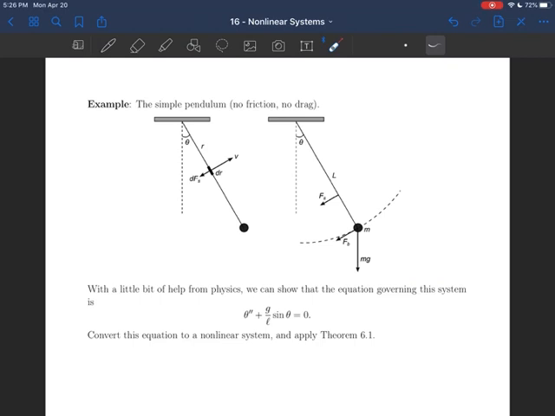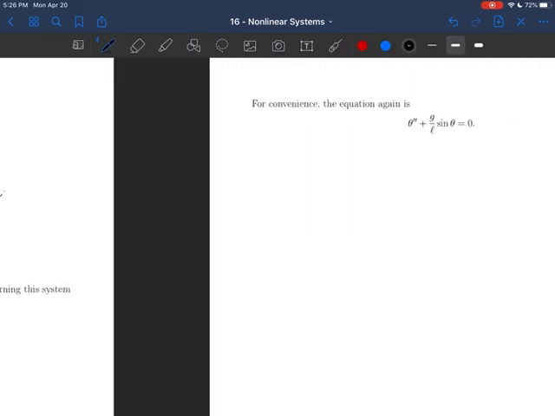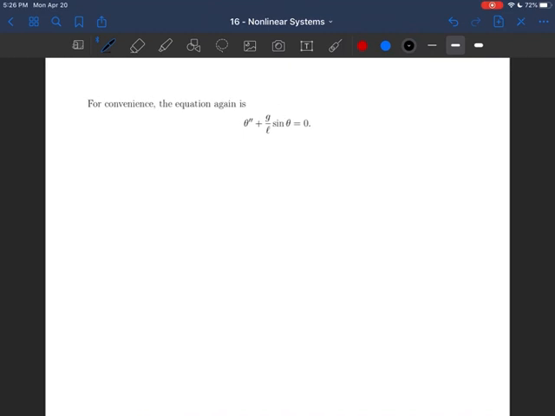for the angle of the pendulum, which is, if you know the angle of it, then you're going to know what its position is. So our challenge here is first to convert this into a first-order system of nonlinear equations instead of a single second-order equation, and then apply Theorem 6.1 to see if we get unique solutions. We're going to do that over here on the next slide.